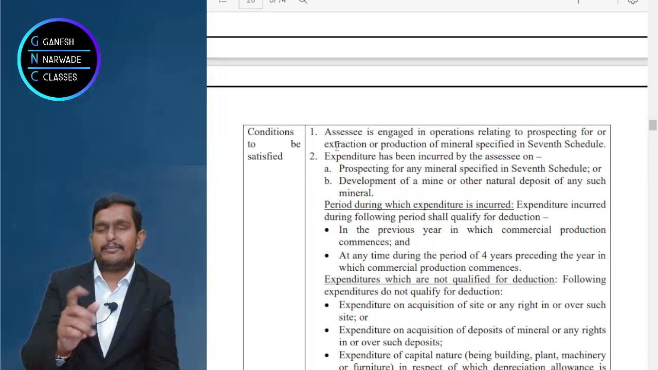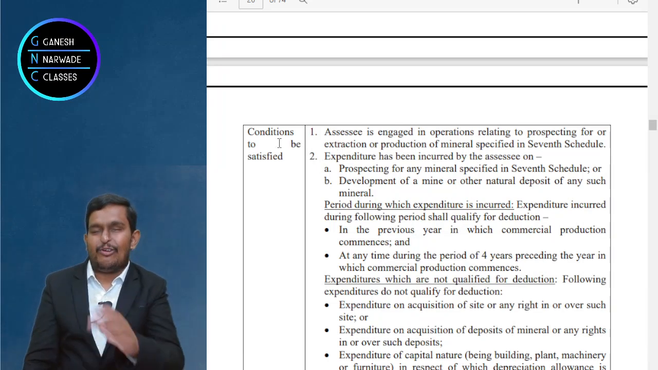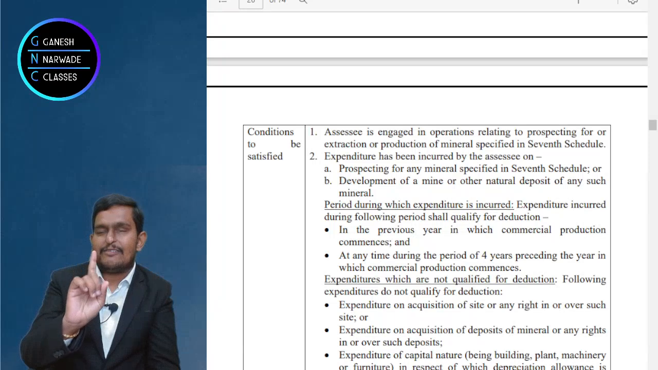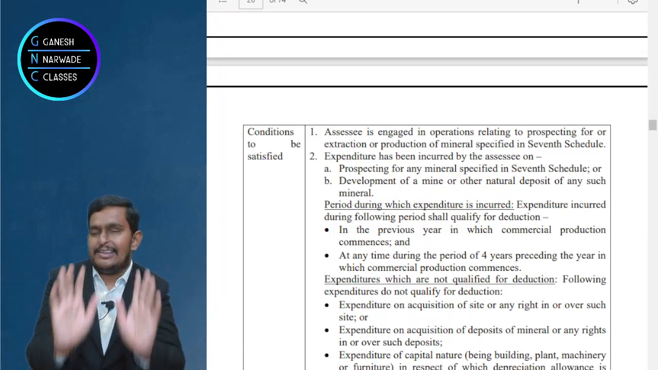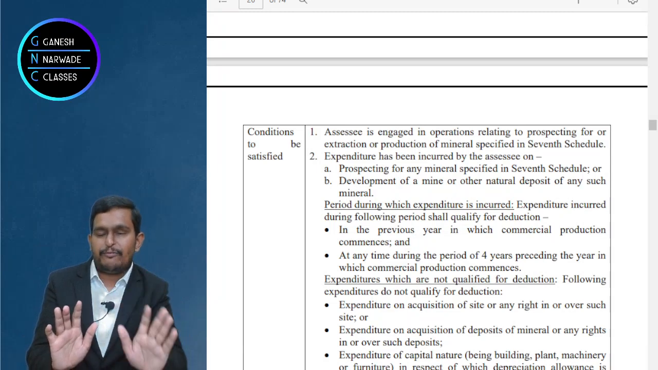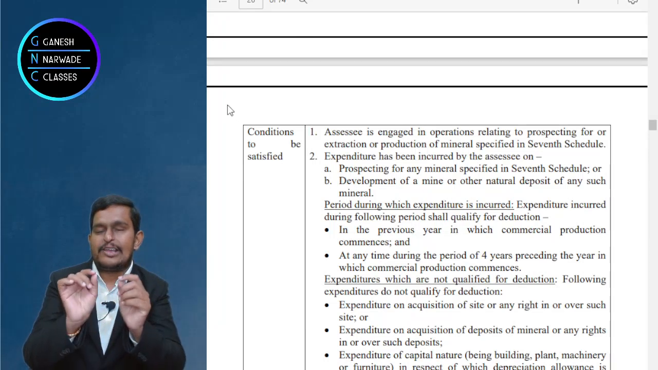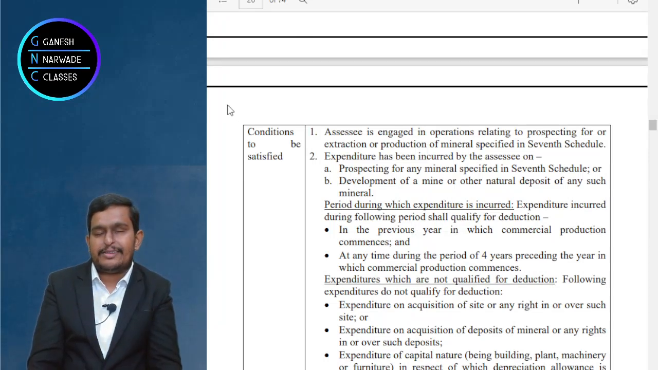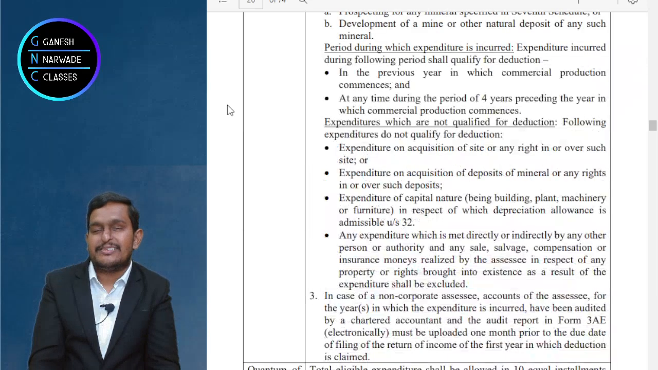Same way, if you are starting business in 22-23, then 4 years back and 1 year of commencement. Whatever expenditure is incurred during this 4 plus 1 years, 4 years before and the first year of commencement, all that 5 years, you can get deduction. But sir, how? In 10 equal installments. You should remember this: in 10 equal installments, you will get deduction.